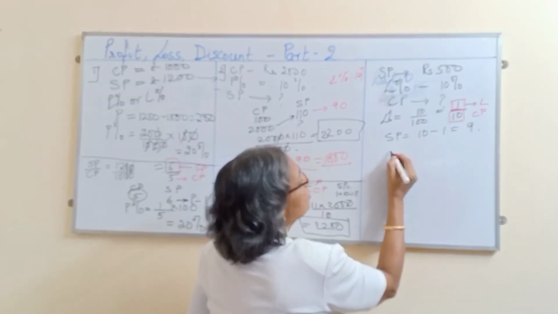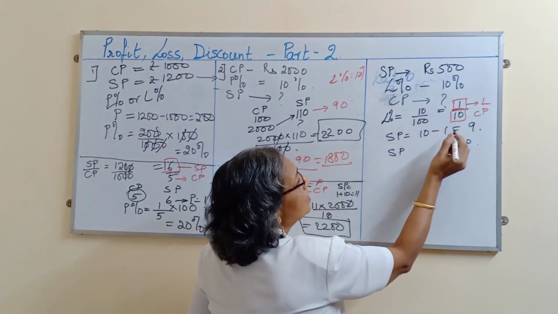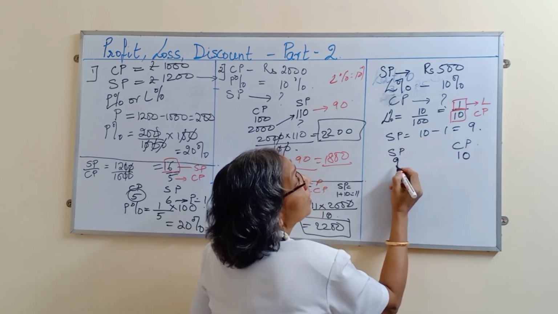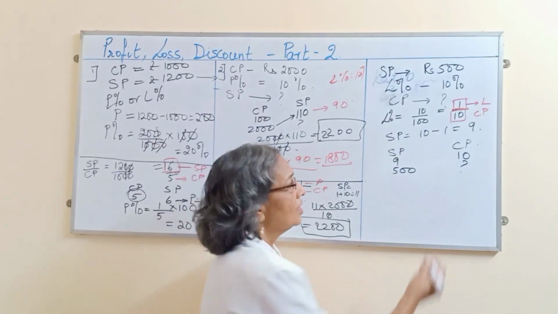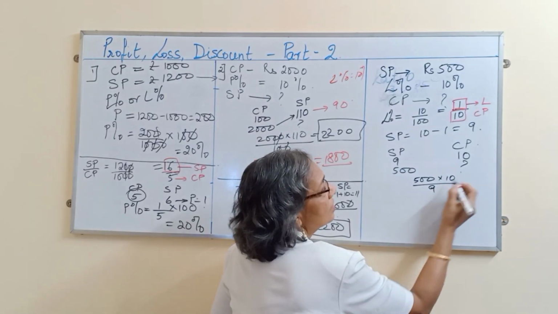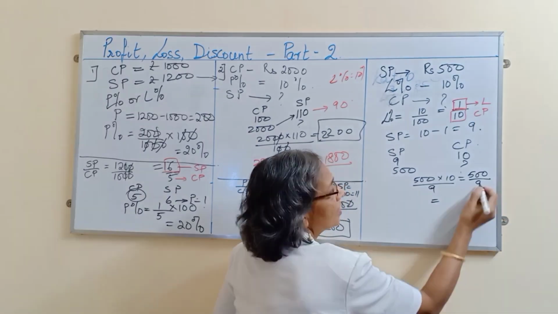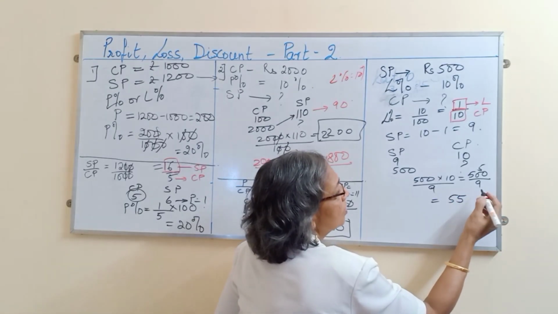Now make my columns. I have the SP, CP. When I had taken the SP here as 9, CP was 10. I have got the SP as 500. I need to find CP. Again calculate it and you will get your answer. So this will be 5000 divided by 9, which you can work out. 9 5s are 45.